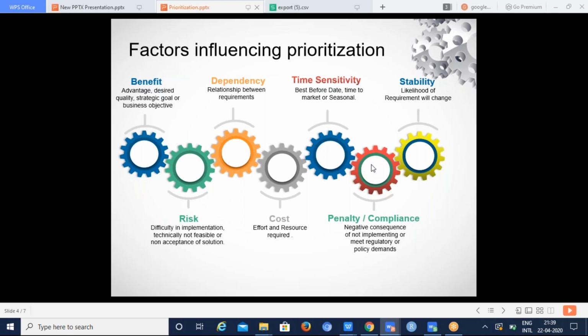The next one is cost. So cost is the one which is always associated with the benefit. So whenever we start with a requirement, do anything, there is a cost associated to it. The cost is both the effort and the resources required. Effort in the sense it may be the team's effort, the developer, the QA, the business analyst effort, and the resource includes infrastructure, software, or anything associated with the development of the product or the application.